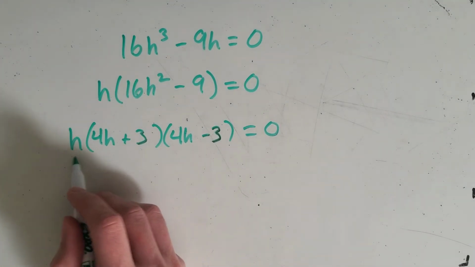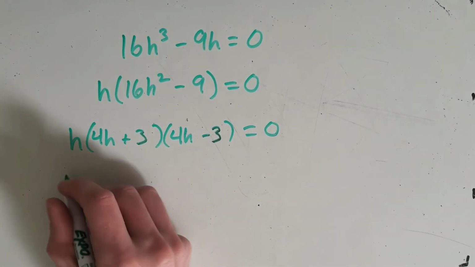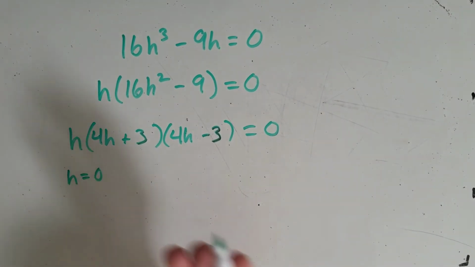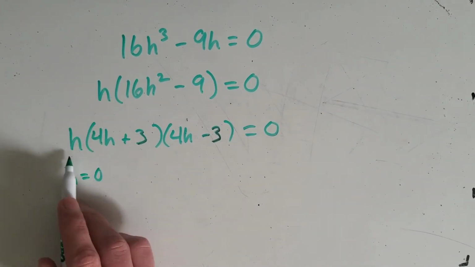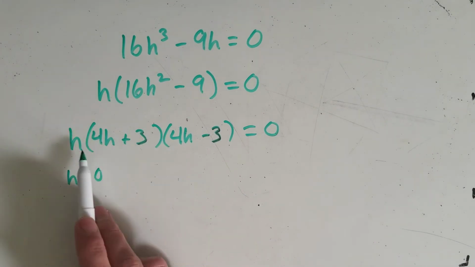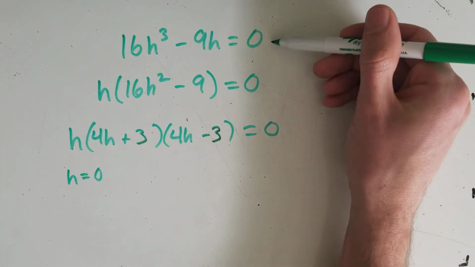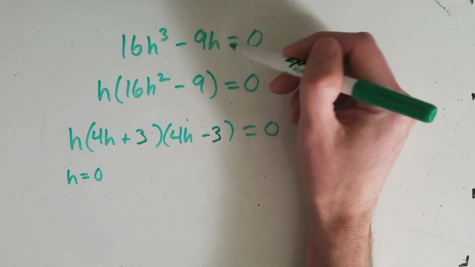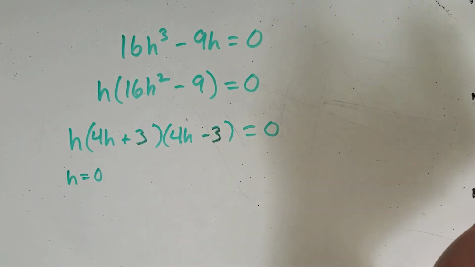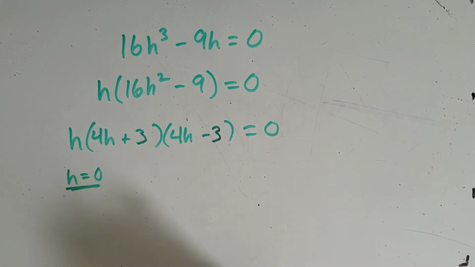So one possibility would be if the monomial equals 0. We could have h equals 0, and that's one solution. If we substitute 0 in for h, then it'll equal 0. And if you go back to the original equation and put a 0 in for h, you'll see really quickly that it does make the equation true. So this is one solution.